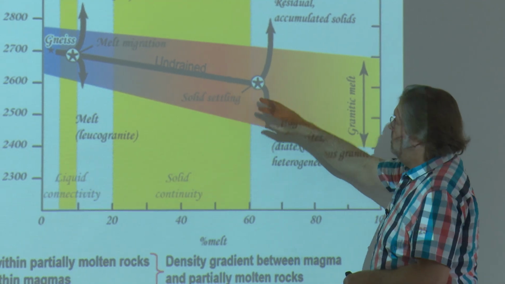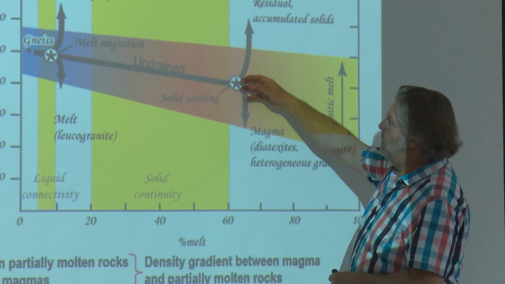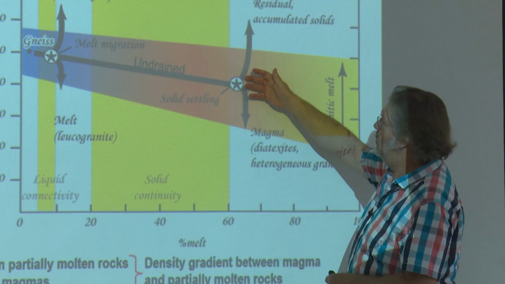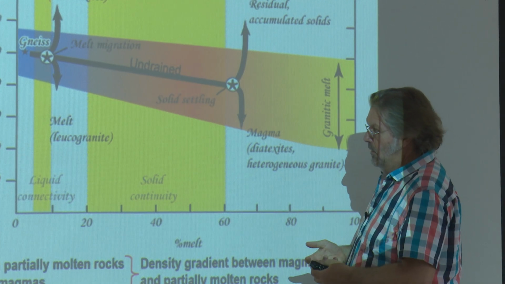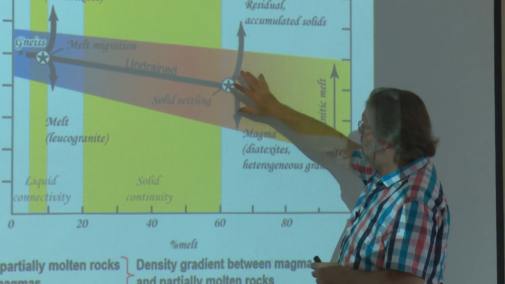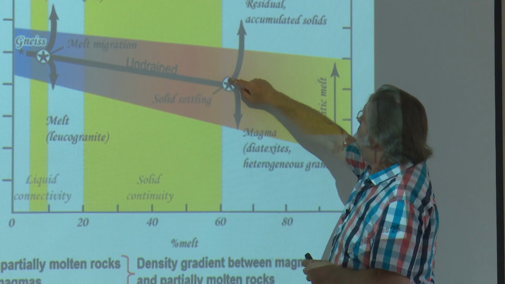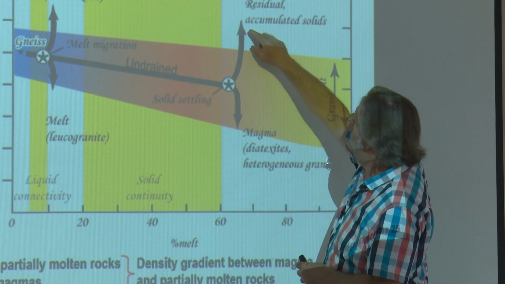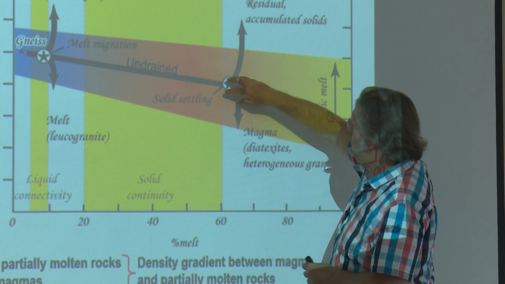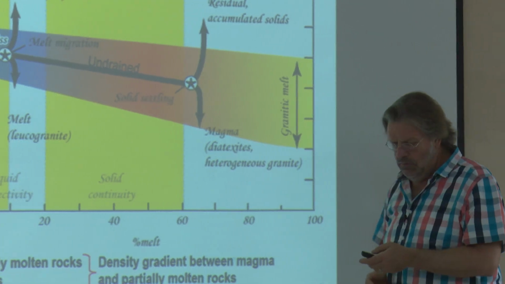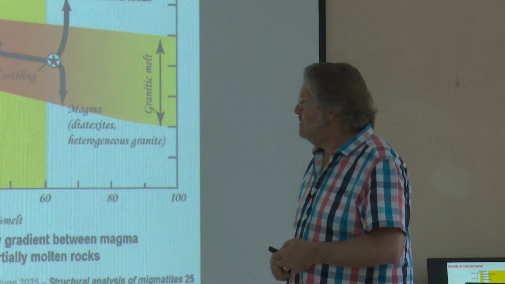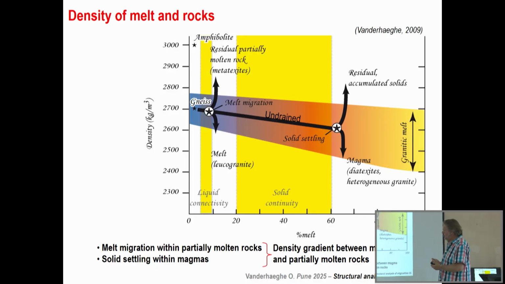At this stage, segregation will occur by accumulation of crystals in the magma, and the residual accumulated solid would have a density that is greater than the liquid. So you see that melt solid segregation will increase the difference in density between melt and crystals.